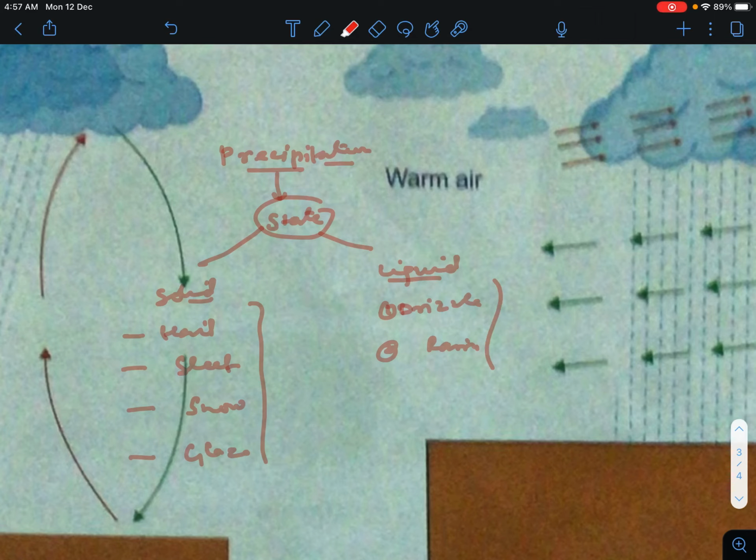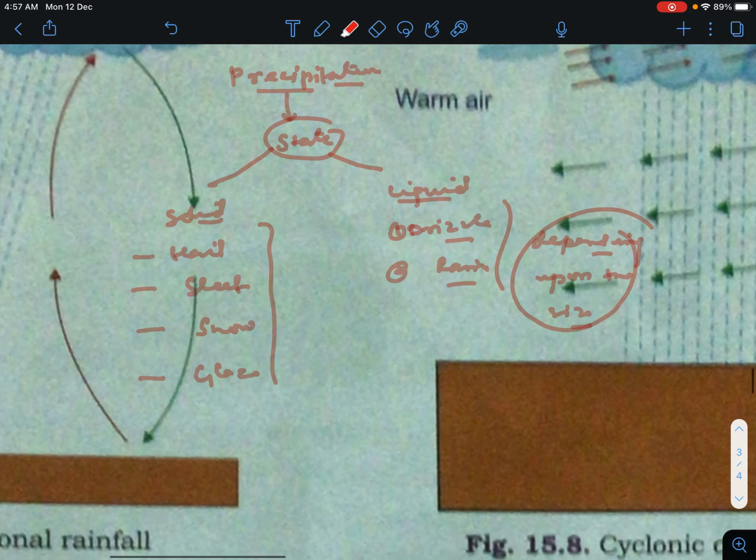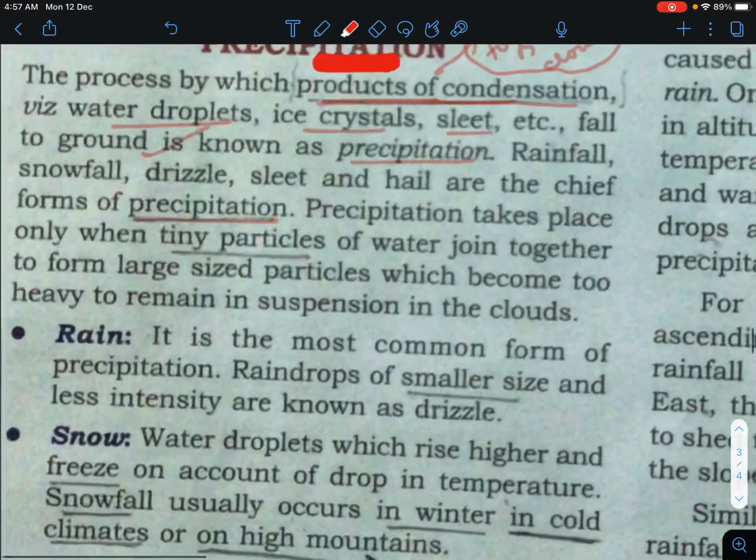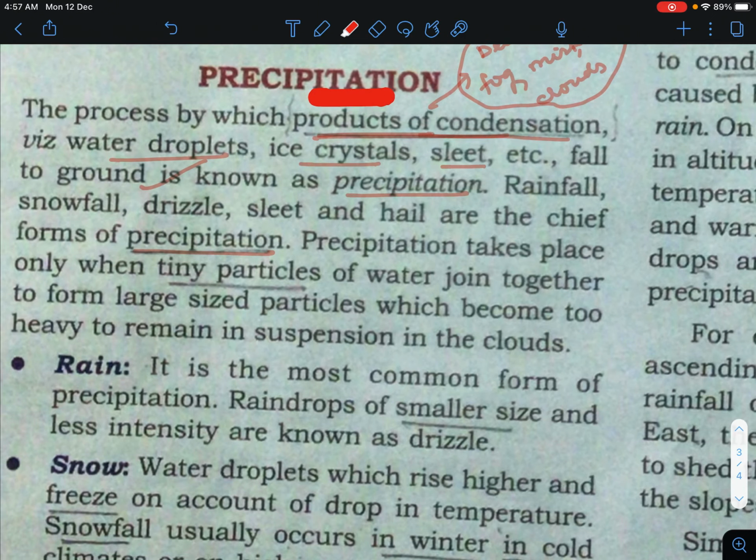Drizzle and rain depend upon the size of the water molecules, or you can say the size of the release of the water molecules. We are dividing the liquid portion into two parts, drizzle and rain. And if we talk about solid, if the temperature is below 0 degrees Celsius, then the precipitation will have different characteristics: hail, sleet, snow, and glaze.